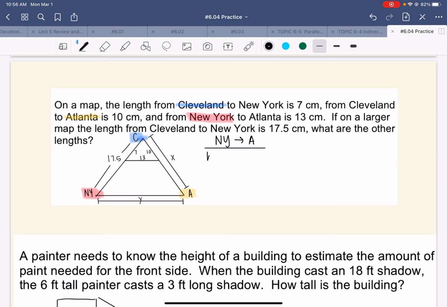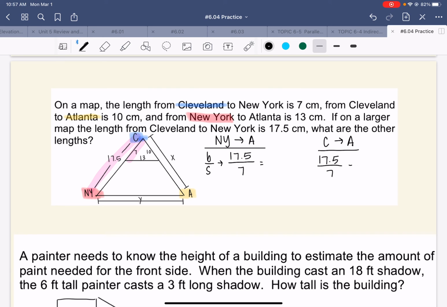So if I want to find the distance between New York to Atlanta, I can still do big triangle over small triangle. But the big value I do know is 17.5, so I have to use 17.5. And the value that it corresponds with in the smaller map is 7. So even when you go to find Cleveland to Atlanta, I'm still going to use 17.5 over 7 because that's the only 2 corresponding parts that I do know.